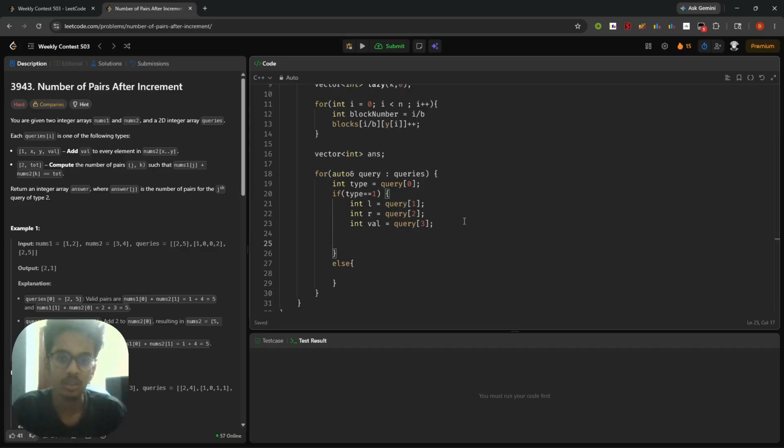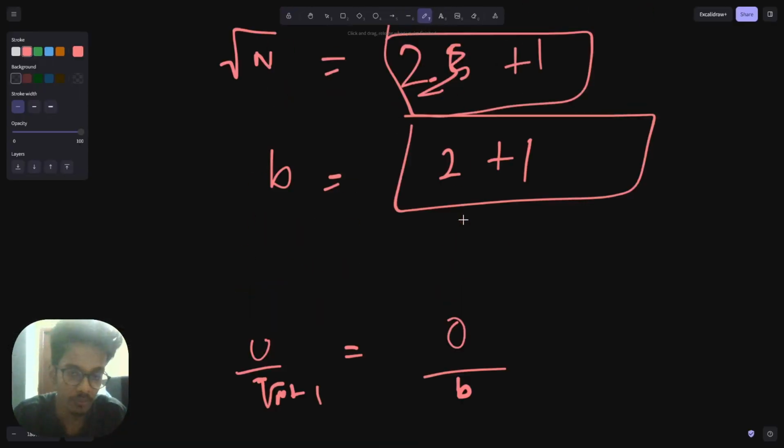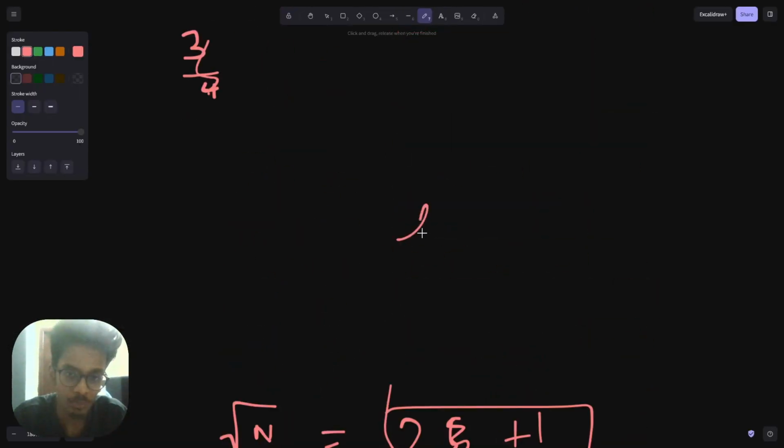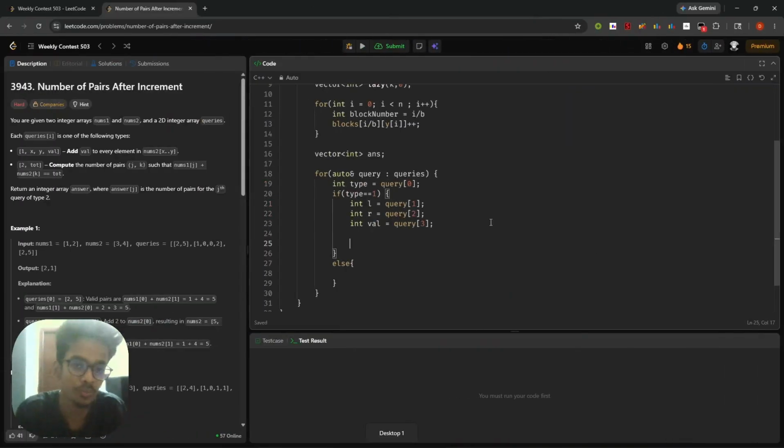Now you need to compute in which block L and R belong to. How to compute it? We already know. If you are given an index, how do you know which block it belongs to? L would belong to this block and R would belong to this block, isn't it? L would belong to L by B, R would belong to R by B.